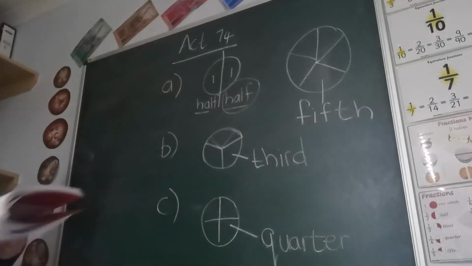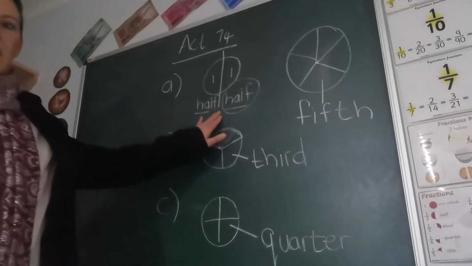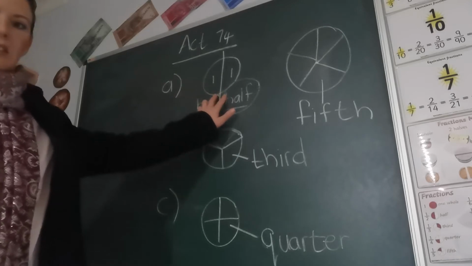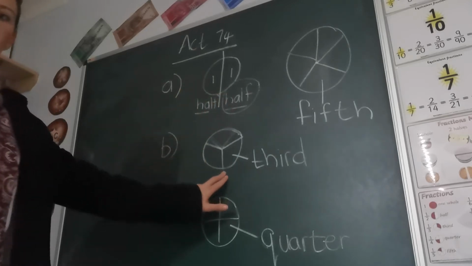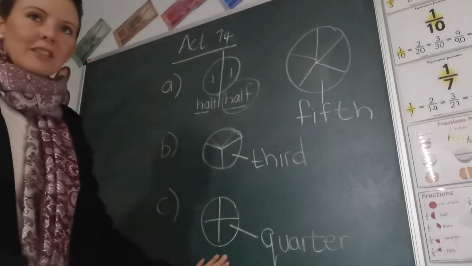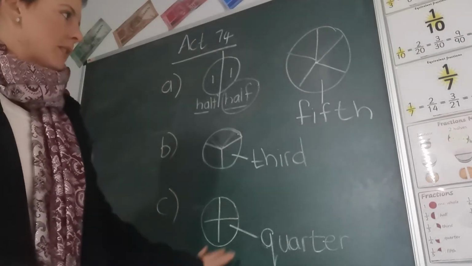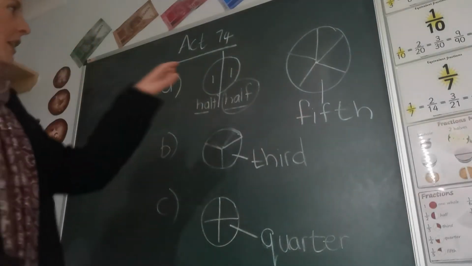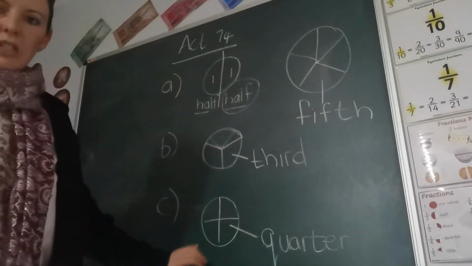Okay, so for A, you need to divide the cake into halves. So it's 2 pieces because you're sharing it between 2 friends. Then you're sharing it between 3 friends, you divide it into 3 equal parts. Between 4 friends, you divide it into 4 equal parts. Between 5 friends, you divide it into 5 equal parts. So you need to draw your different pictures.